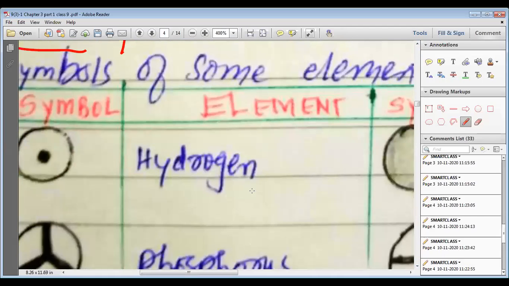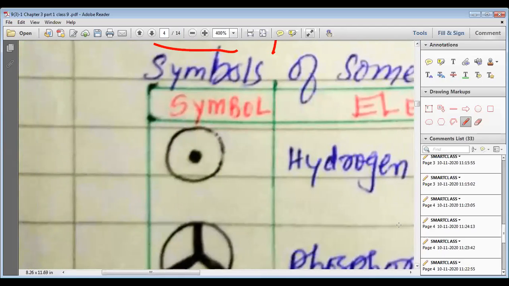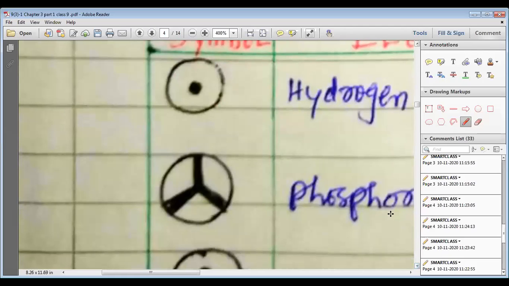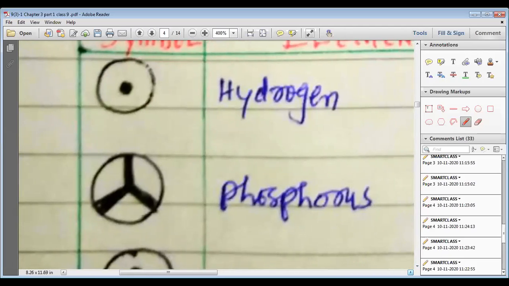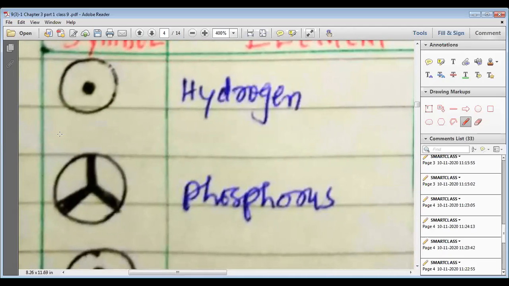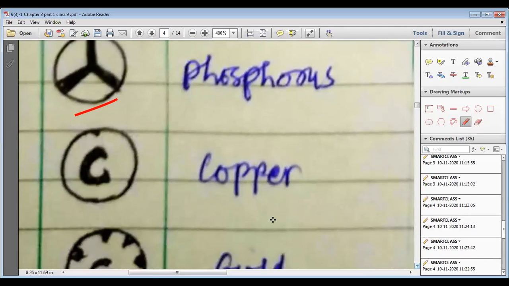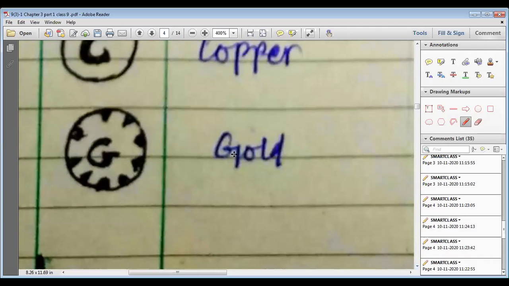Okay, so let's have a look at these various symbols that we are going to study. You can see the first symbol, of hydrogen. This is the symbol of hydrogen, where you have a circle and a dot in between. Then you can study the symbol of phosphorus. Please note down these symbols, my dear students. They are going to be very useful. Then we have the symbol of copper, where in the circle we write C. Then we have the symbol of gold, where we make triangles along the circle, and then we write G in between.